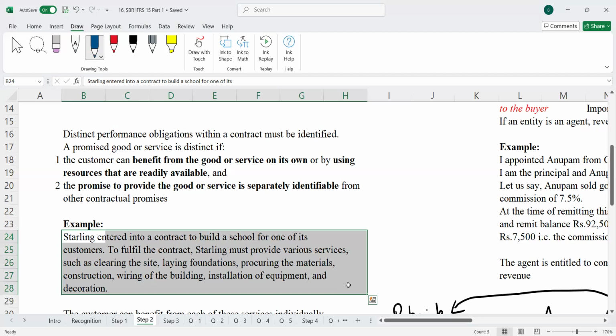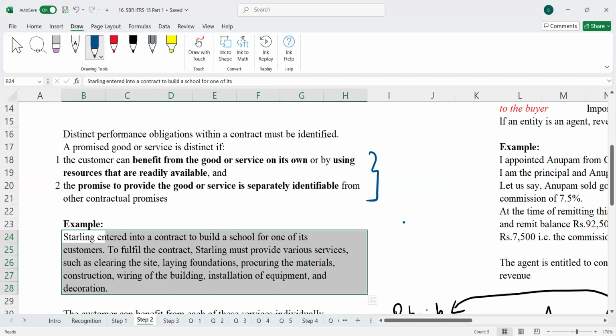Okay. Now apply these conditions. Are both these conditions satisfied? Only if yes, then you can treat all of them as separate. Else, no. Can the customer benefit from laying foundations on its own, procuring the materials on its own, construction, wiring of the building on its own? Now, what I mean by on its own over here does not mean he is doing it himself. It means he can get it done from some other contractor. Can he get it done from another contractor? He can. He can.